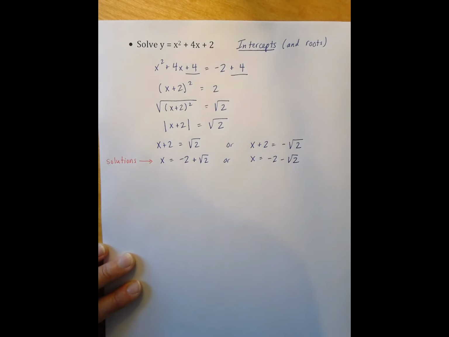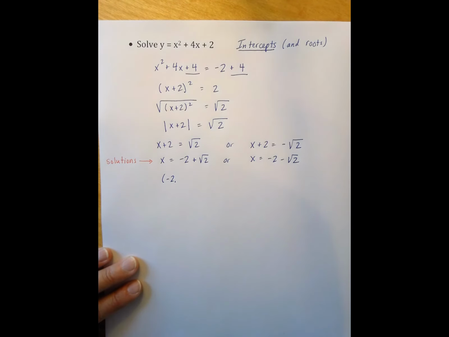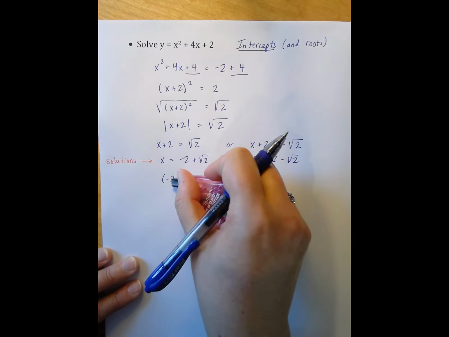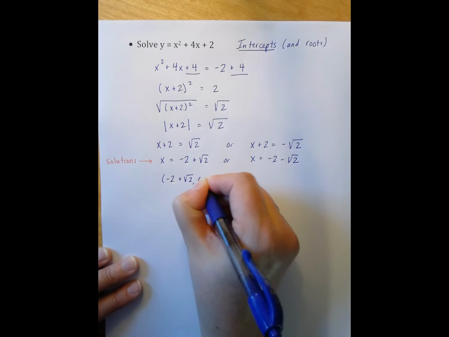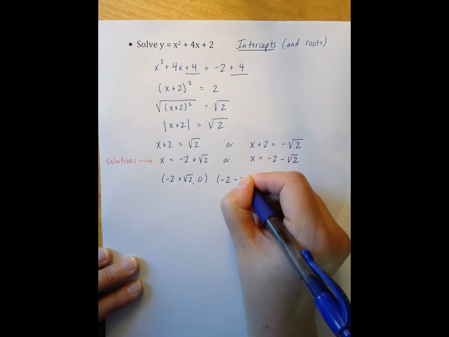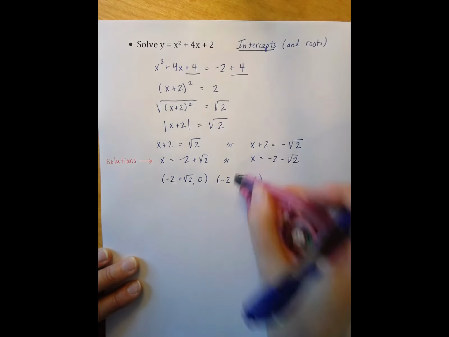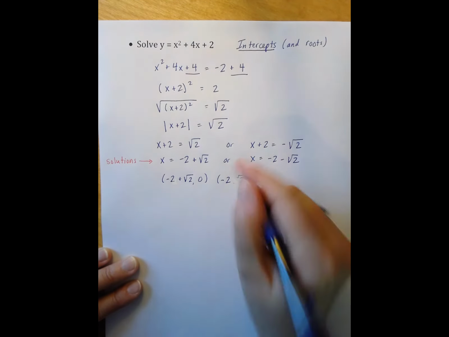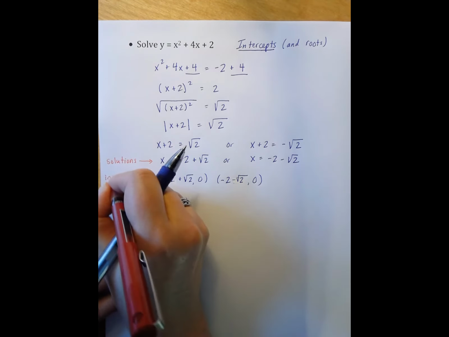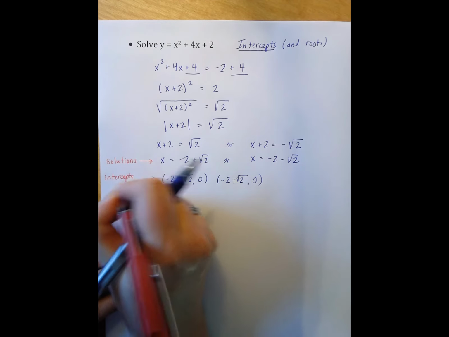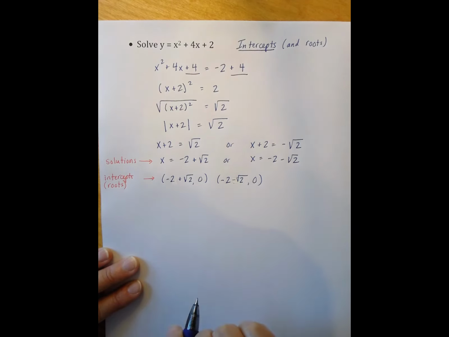I can write it as intercepts. So negative 2 plus root 2 comma 0, and negative 2 minus root 2 comma 0. So there's my intercepts, which are also roots, but not all roots are intercepts. And then I can also write it in factored form.